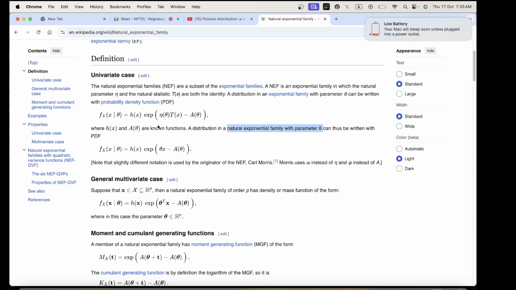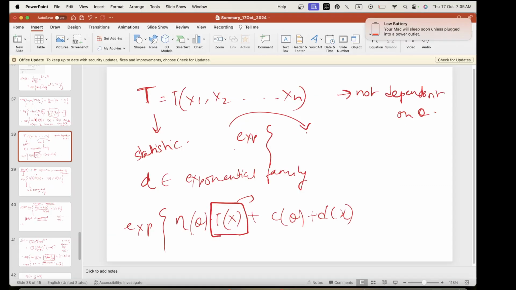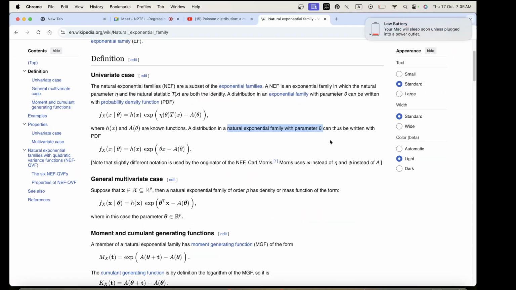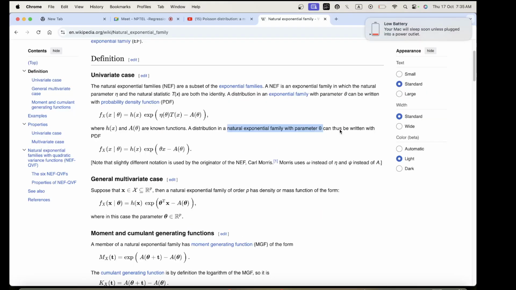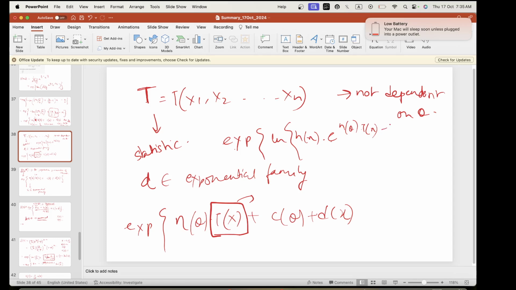Take h(x) into this thing, right? So if you have exponential of ln h(x), e to the power eta(theta) T(x) minus A(theta), then this will be exponential of ln h(x) plus eta(theta) T(x) minus A(theta). So this is the same thing.